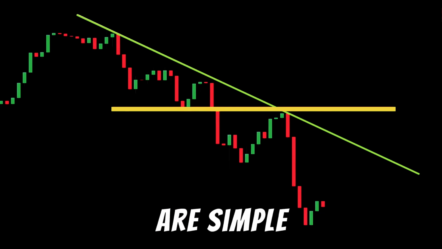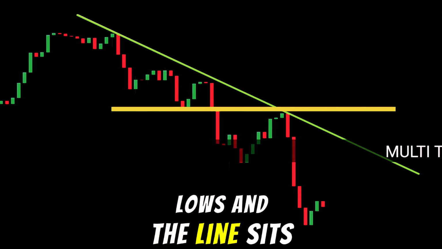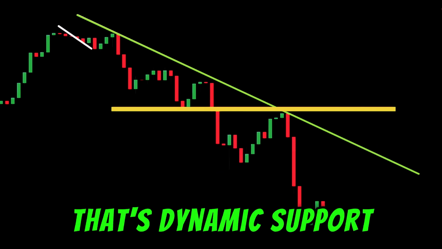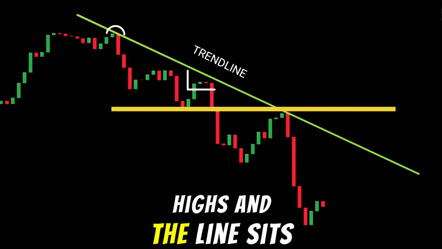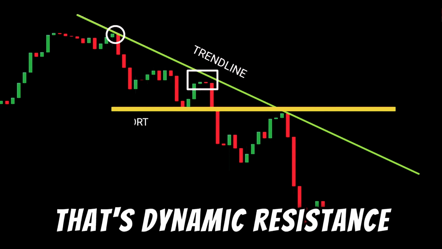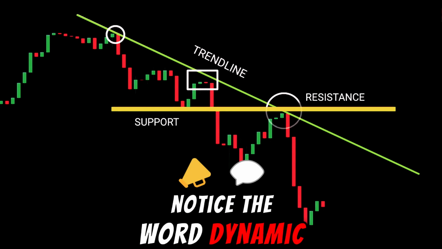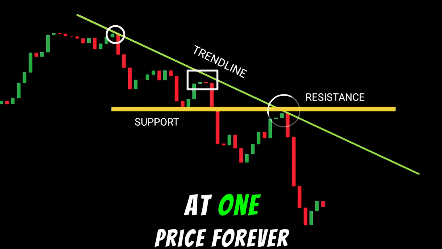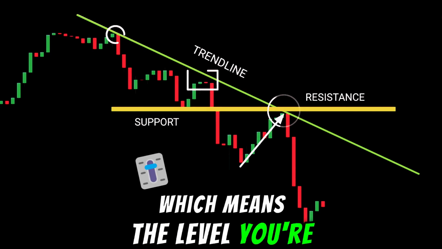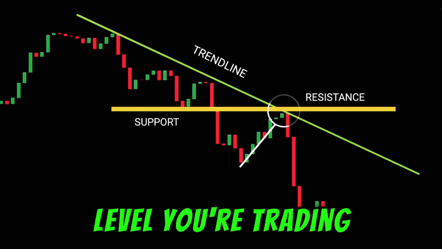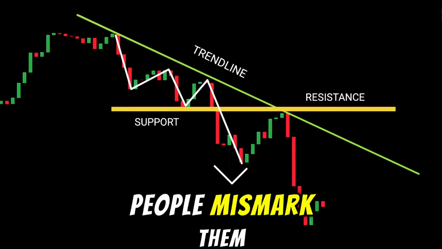So the mechanics are simple. In an uptrend, you connect the swing lows, and the line sits underneath price, that's dynamic support. In a downtrend, you connect the swing highs, and the line sits above price, that's dynamic resistance. Notice the word dynamic. A horizontal level sits at one price forever. A trend line moves, which means the level you're trading tomorrow is not the level you're trading today. That's a feature, not a bug, but it's also why so many people mismark them.